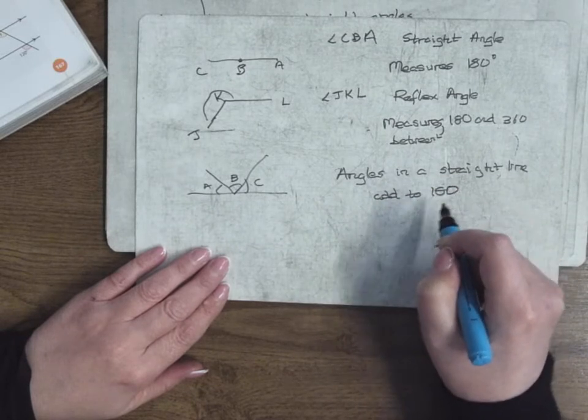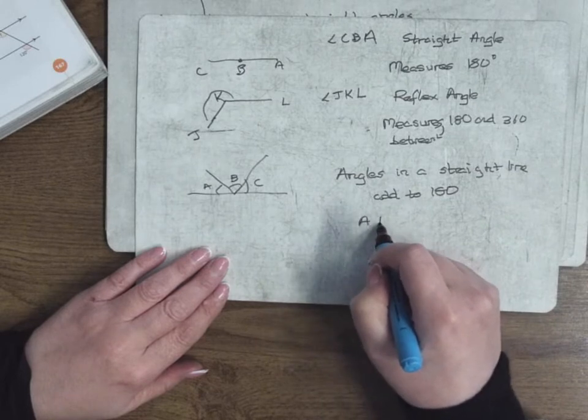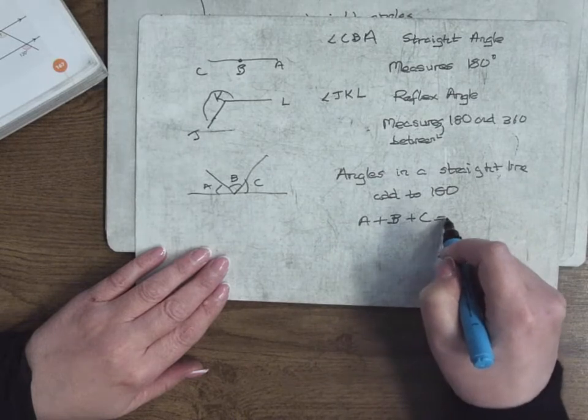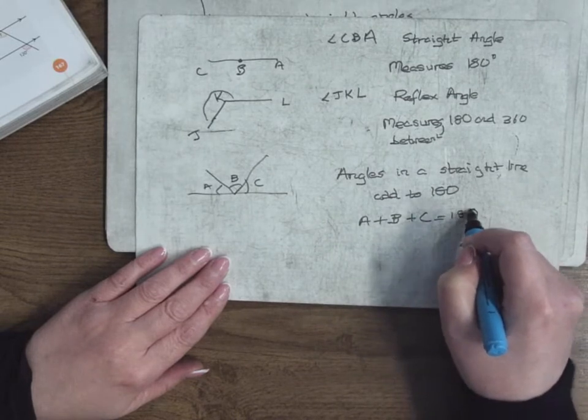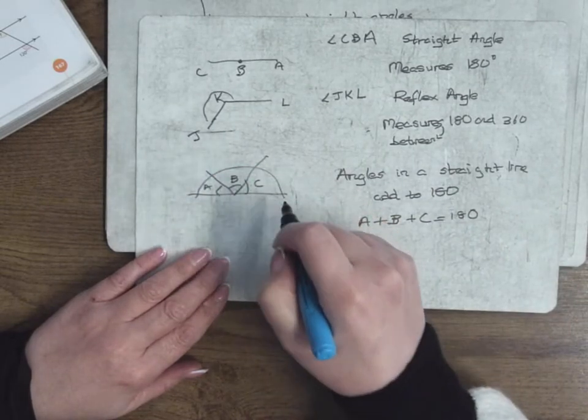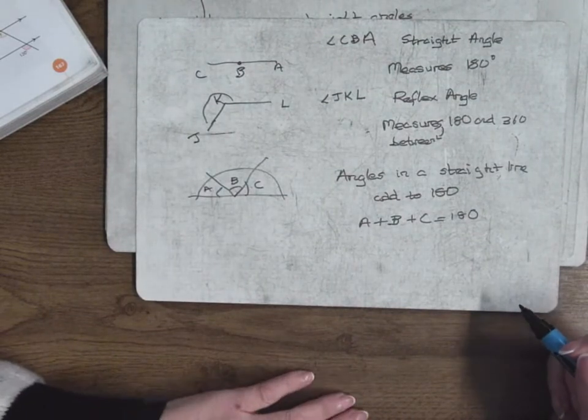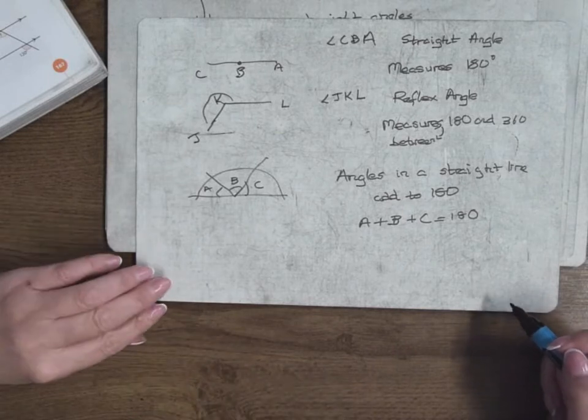So that means if I add angle A to angle B to angle C, they will total up to 180, because the three angles there make a straight line, don't they? Okay, so you'll be able to work out what angles measure, etc. Is that right? Yes. Yeah. Okay.